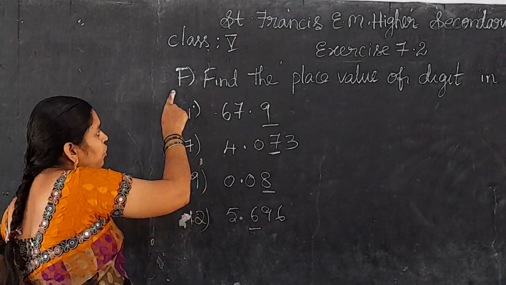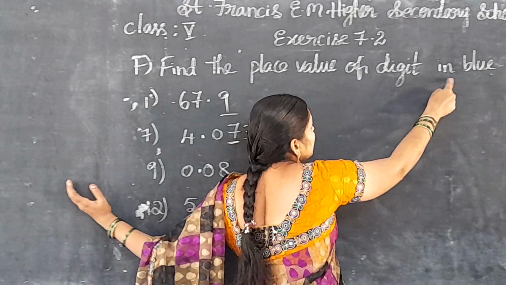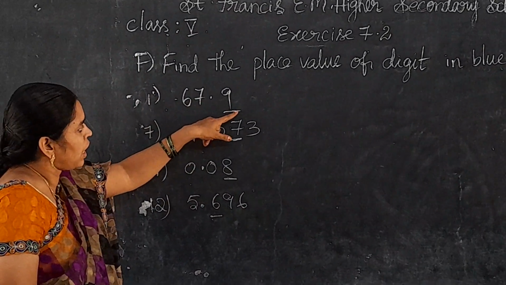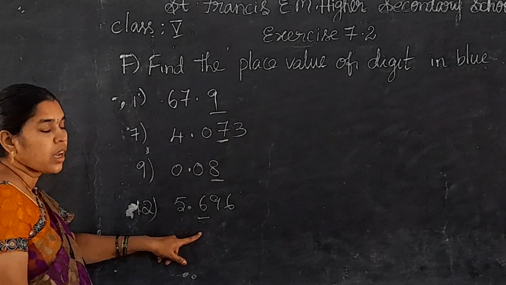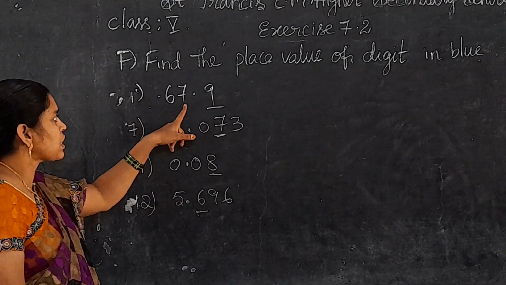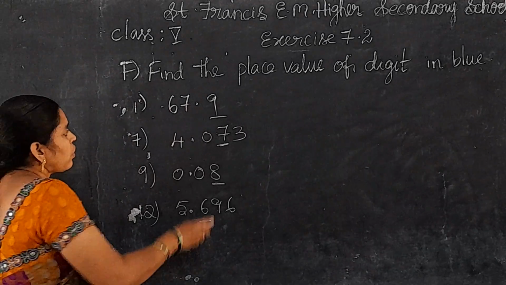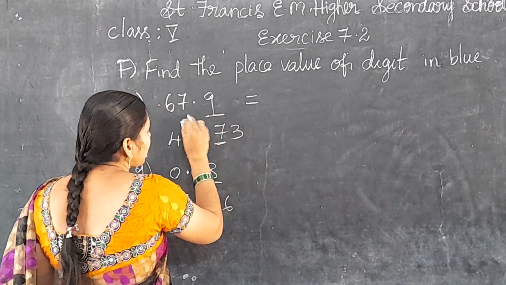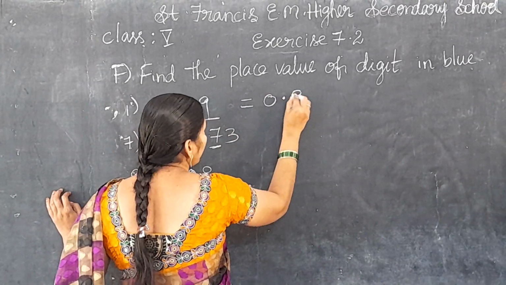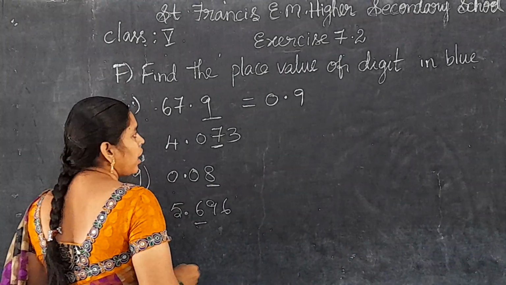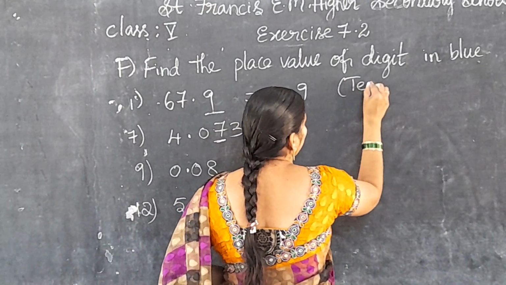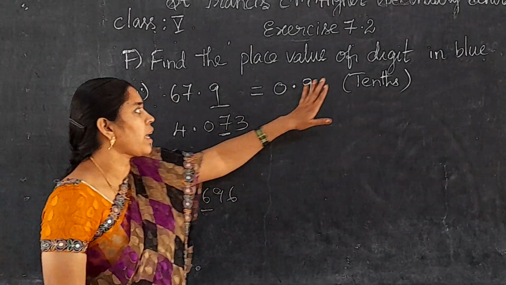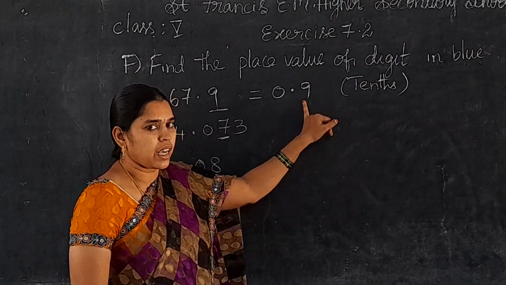See here, F1, find the place value of the digit in blue. It is blue in your textbook, so those numbers are underlined here. Okay, now A1, 67.9. What is the place value of 9? This 9 is in the tenths place. Otherwise you should write 0.9. Okay, no need to write like this, just write the answer, that is enough.